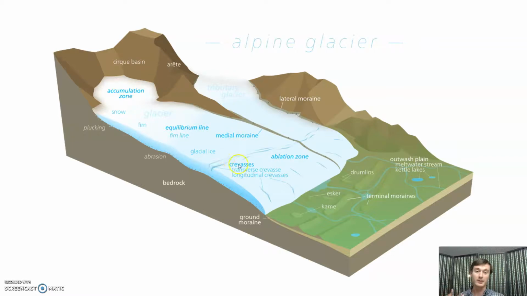And what else? We didn't talk about crevasses. You don't have to worry about that. We have our depositional features here. So this advances and it pulls back, and as it does that, it leaves behind all sorts of depositional features in the environment. For example, we might have a ground moraine here.